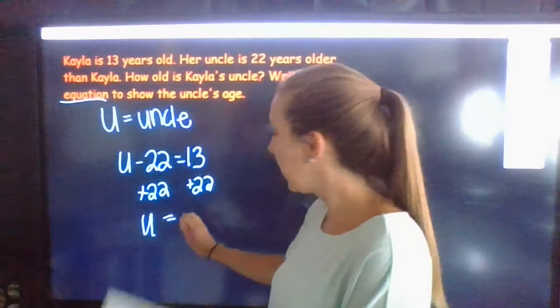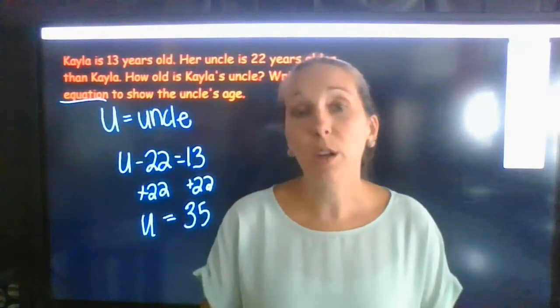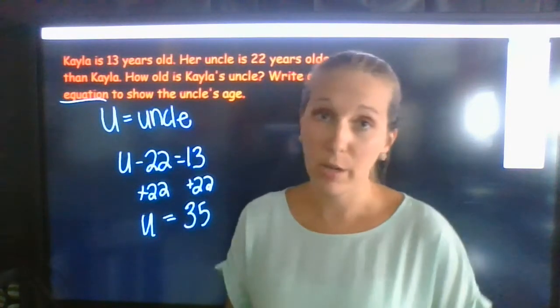So U is going to equal 35. So the uncle is 35 years old. So if he's 35 and you subtract 22, you're going to get Kayla's 13 years.